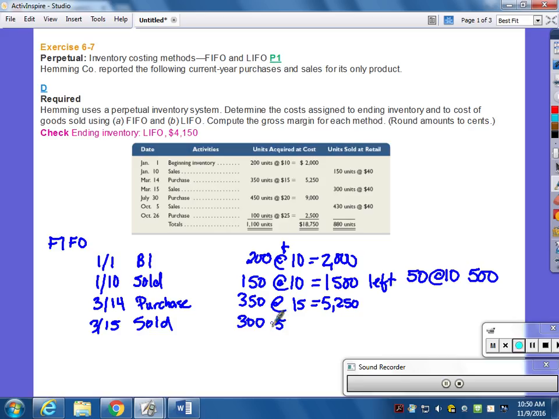So that's $10. 50 at 10, and then the other 250 at what price? $15, which means that we had how many on hand left? 100 at 15. And did they sell any more after that? Yeah, October 5th.